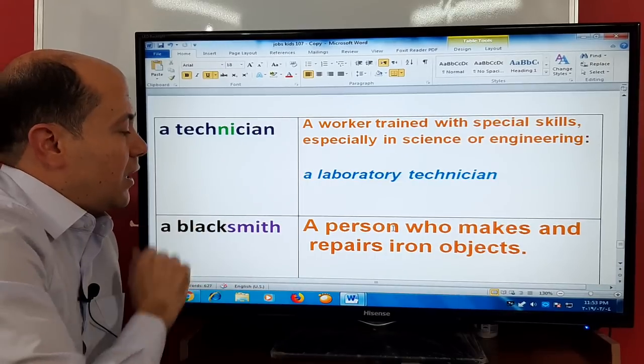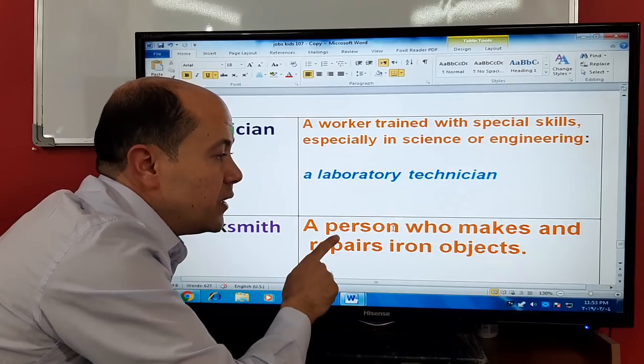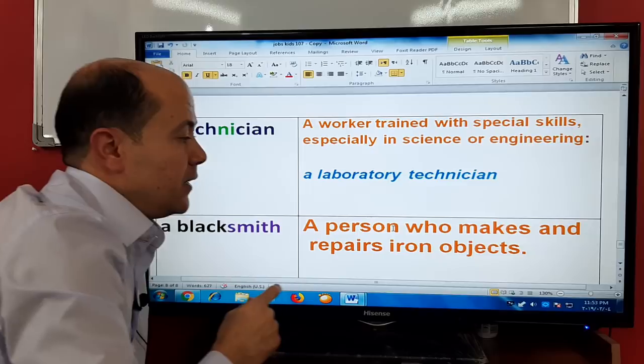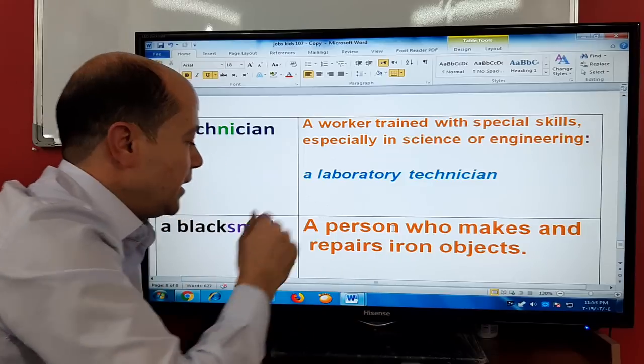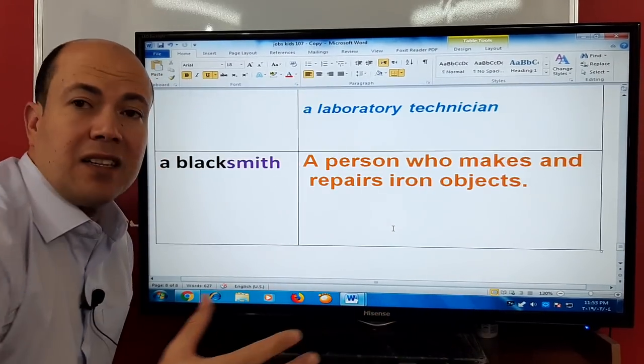A blacksmith. حداد. A person who makes and repairs iron objects. الشخص الذي يصنع ويصلح أشياء من الحديد. A blacksmith. And that's it.